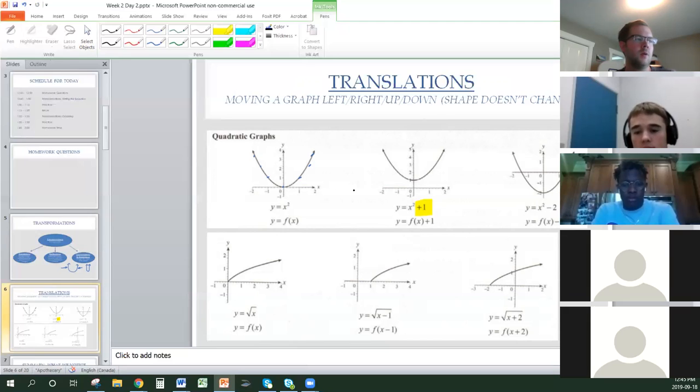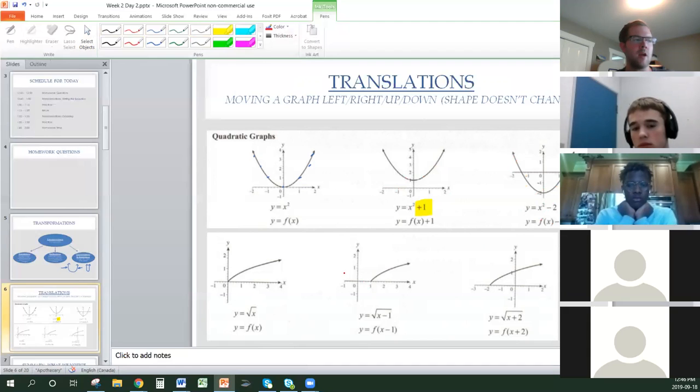Okay, so I want us to make some observations about this. Take a look at these quadratic graphs up here, and then take a look at these square root graphs below. Notice, this is being shifted up 1, and this is where the plus 1 is. This is being shifted down 2, and this is where the minus 2 is.